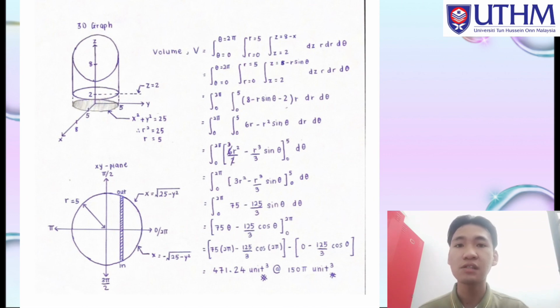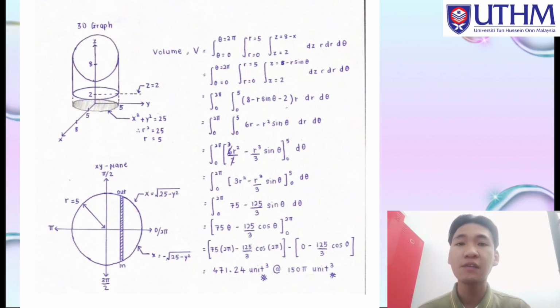The first integration will be the innermost one, with dz. So z equals 2 and the upper limit is z equals 8 minus x. We can see the limit from the 3D graph. Then for the second integration, r equals 0 and the upper limit is r equals 5. And lastly, the integration with theta, equal to 0 and the upper limit is theta equal to 2 pi.